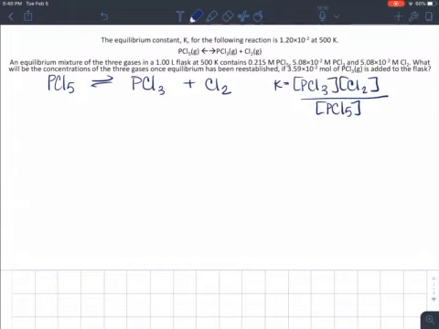Take a minute to pause the video, read the question, and make sure that your K sets up the same way as my K. All right, so let's see what's happening as we read the question.